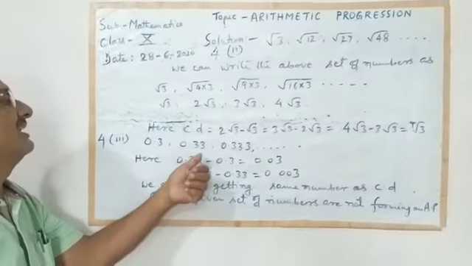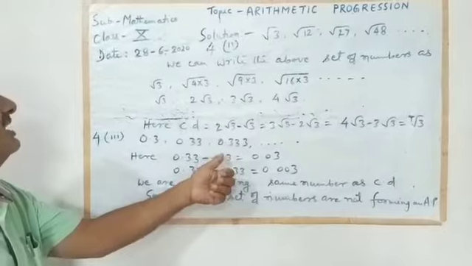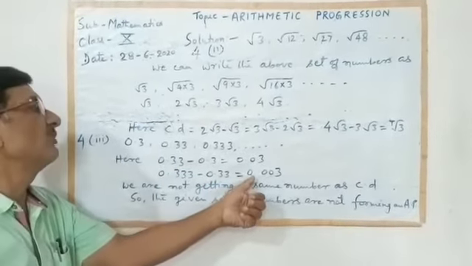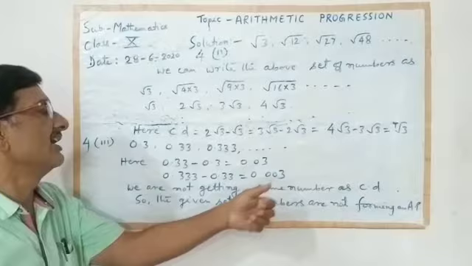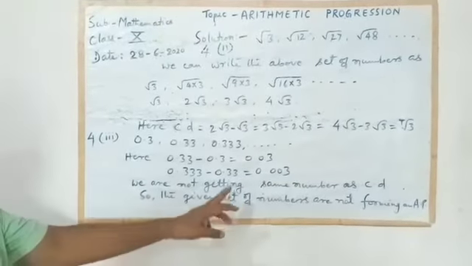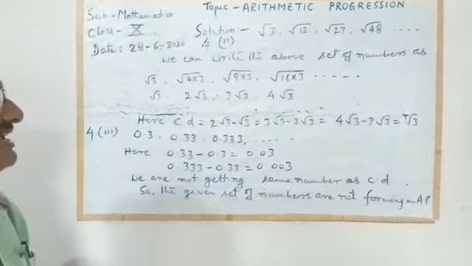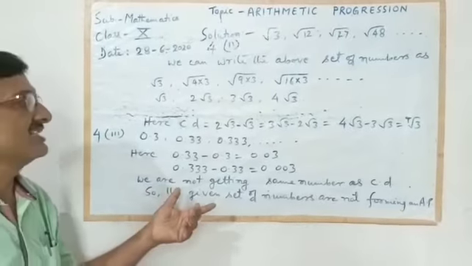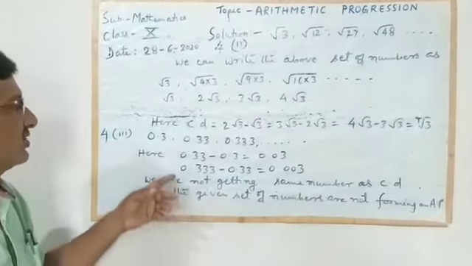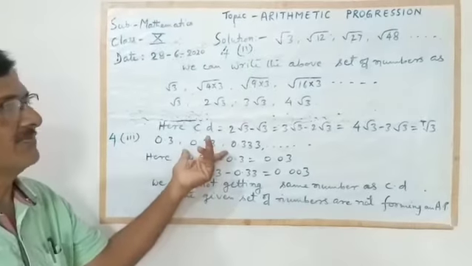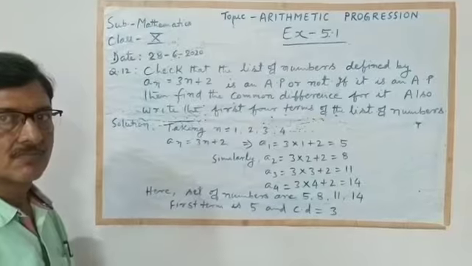When 0.33 is subtracted from 0.333, we are getting 0.003. So we are observing here that both the numbers are not the same. I mean the common difference is not the same number. So we can say that the given set of numbers are not forming an AP.